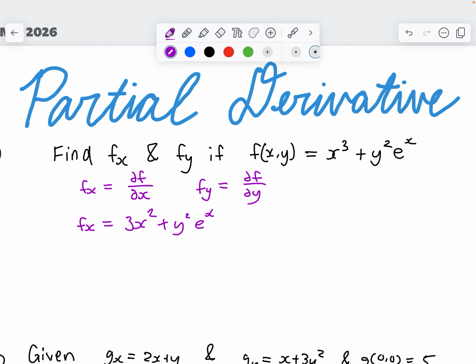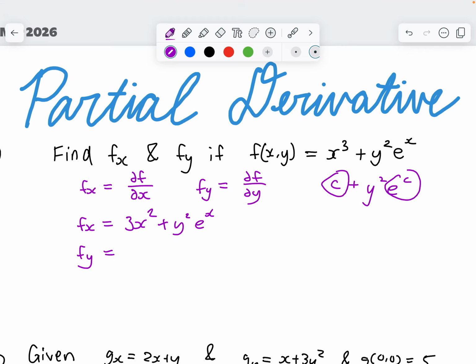And to do fy now, we are doing the opposite, where we treat x as a constant. If we treat x as a constant, that would just disappear, right? Because let's say x is just a random constant, let's say c, right? Plus y squared e to the power of c. These are just numbers, right?